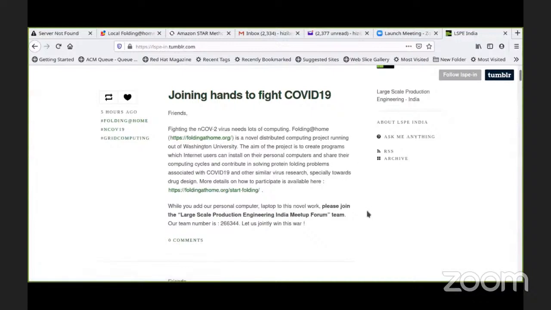So let's join hands together, share your compute to fight COVID and other related stuff, helping the drug design faster.